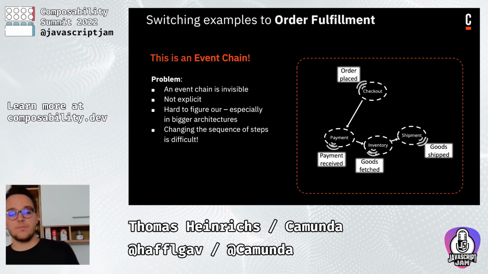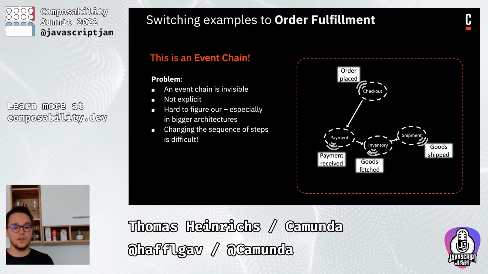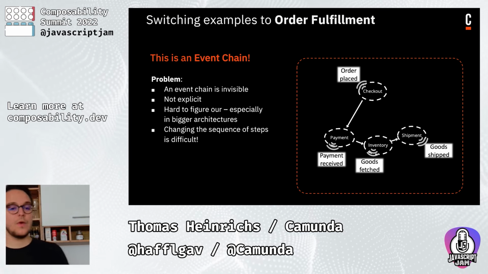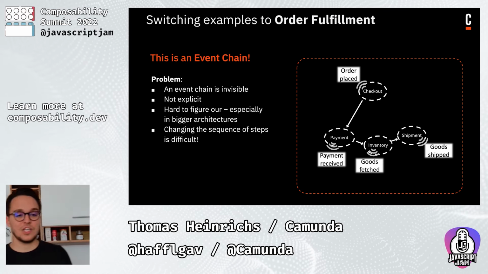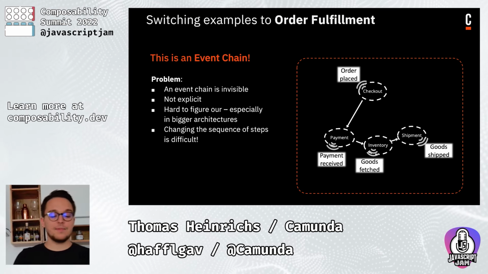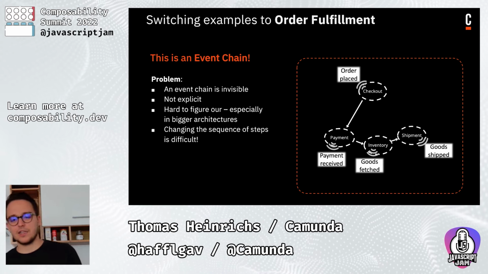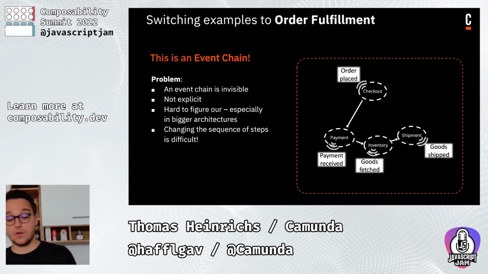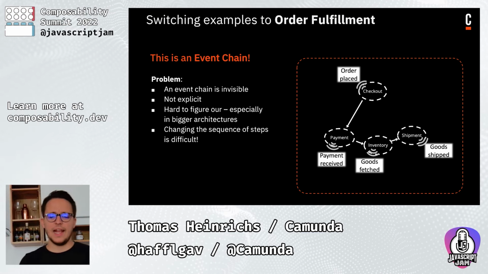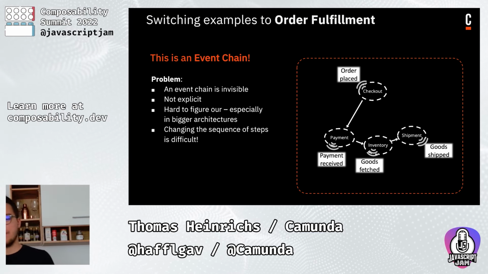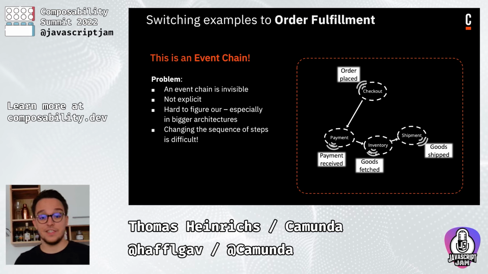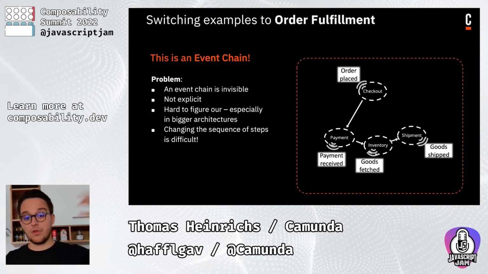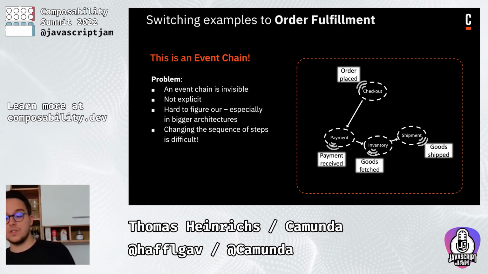So what's the problem here? I've pointed this out already in the slide. We have an invisible event chain, which is not explicit. Especially if you grow this kind of architecture and add more services, for instance having 50 to 100 services, it gets rough to really follow this invisible chain, because you throw events, but you don't know who consumes these events.